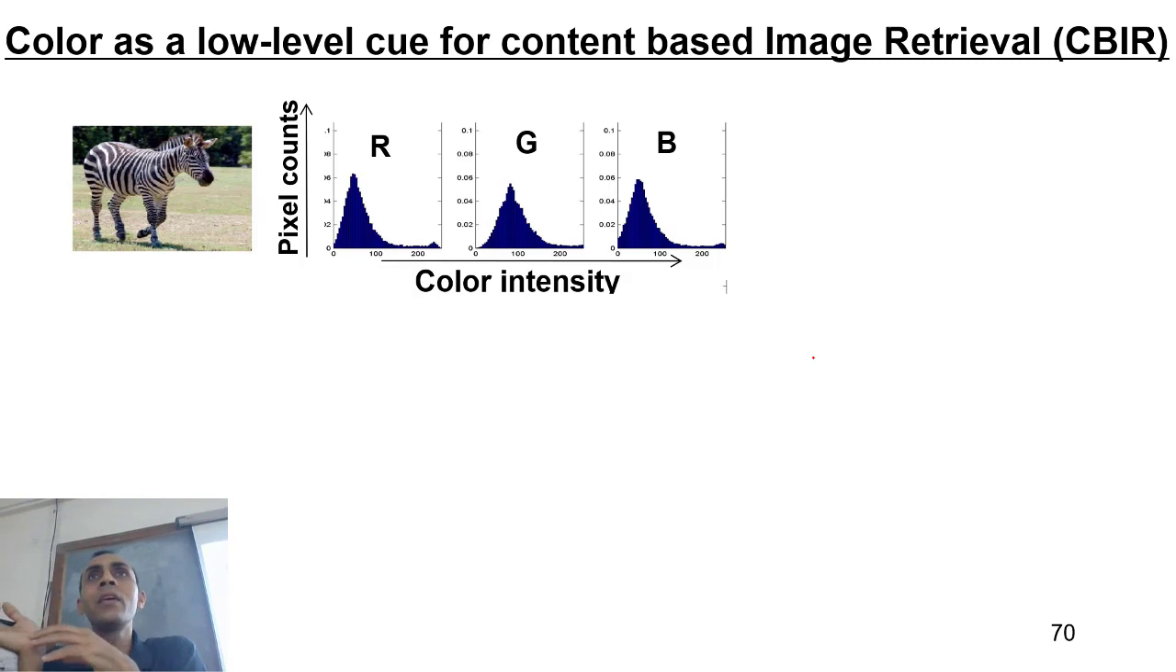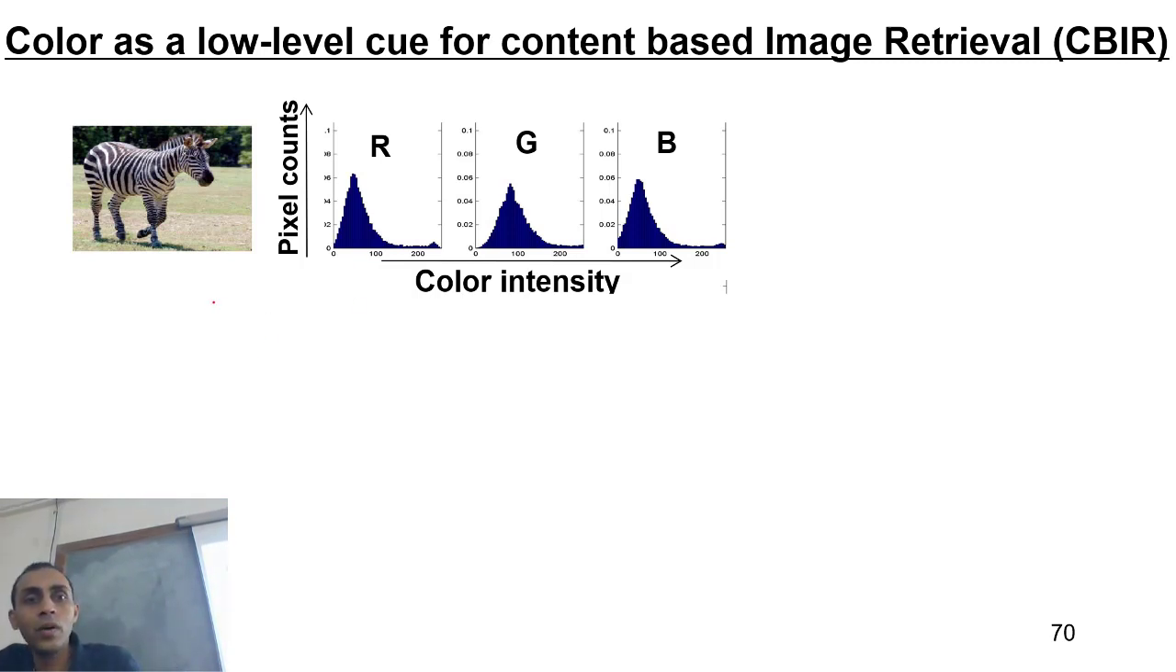And then matching it with other images in the database. So it is very frequently used for content based image retrieval. So given an image, you can try to retrieve images which are similarly looking in the database. So Google search engine and many other search engines quite heavily use color for retrieving images from the web.